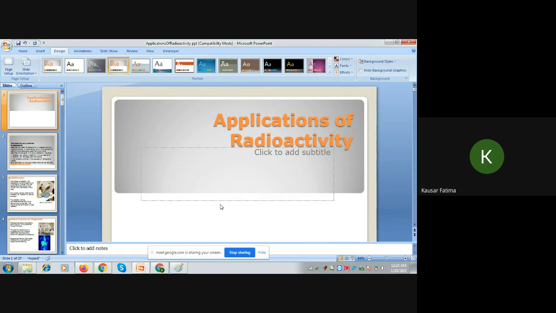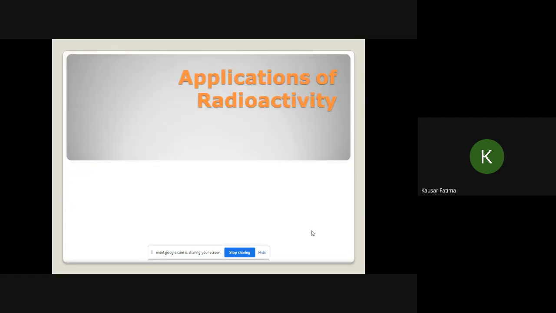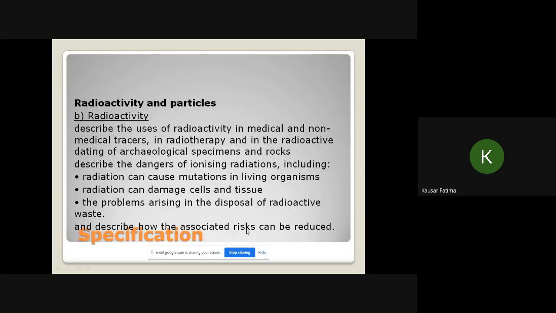Okay, so here we have some specification of the topics. Like here, what is to be studied? Describe the uses of radioactivity in medical and non-medical tracers, in radiotherapy, and in the radioactive dating of archaeological specimens and rocks. And you can describe what dangers ionizing radiations may cause.